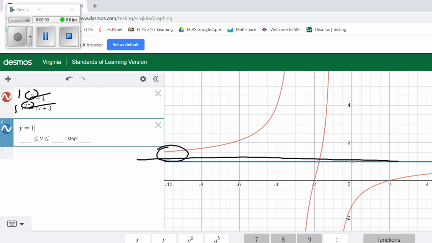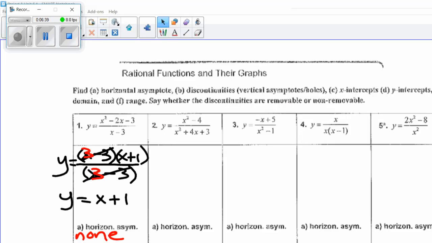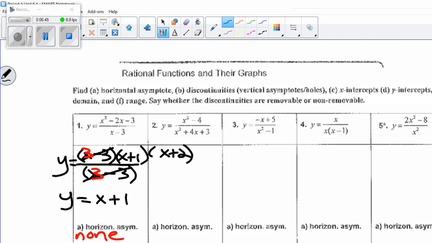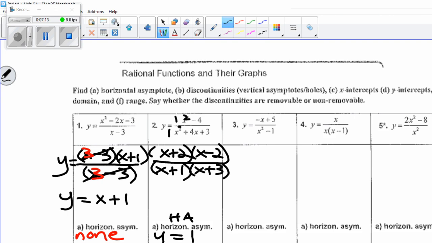Is there a hole? It's hard to say. It doesn't look like a hole. We'll factor it and see. Okay, so factoring this, I've got x plus 2 times x minus 2 all over x plus 1 times x plus 3. So there's no hole there. My horizontal asymptote is going to be y equals 1, because the exponents are both 2.